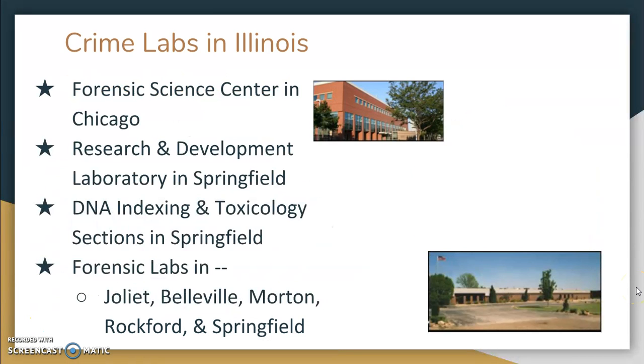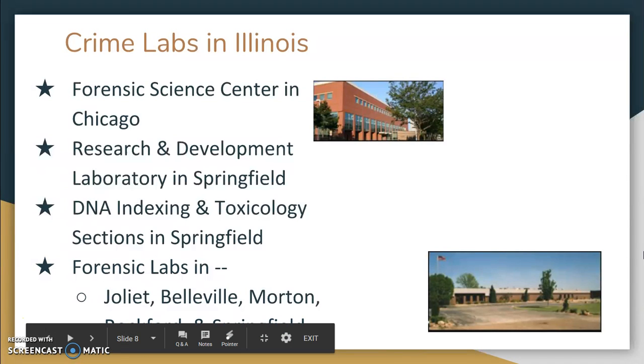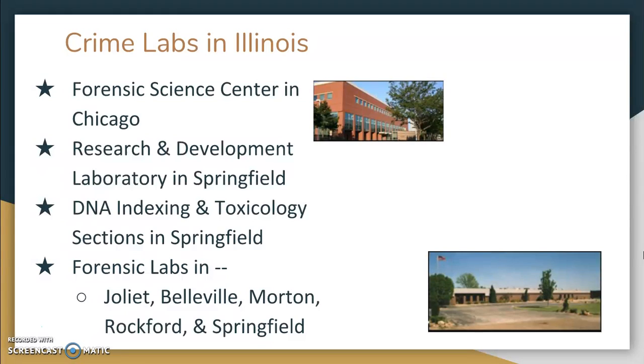As far as crime labs in Illinois, they are kind of centered in one location, a good chunk of them anyway. There is a big forensic science center in Chicago. There are a whole bunch of forensics facilities in Springfield. They have a research and development lab, they have a DNA lab and toxicology. They also have just kind of a normal forensics lab, and then you can see where the other forensics labs are. And there is one in Morton, so that one is local.